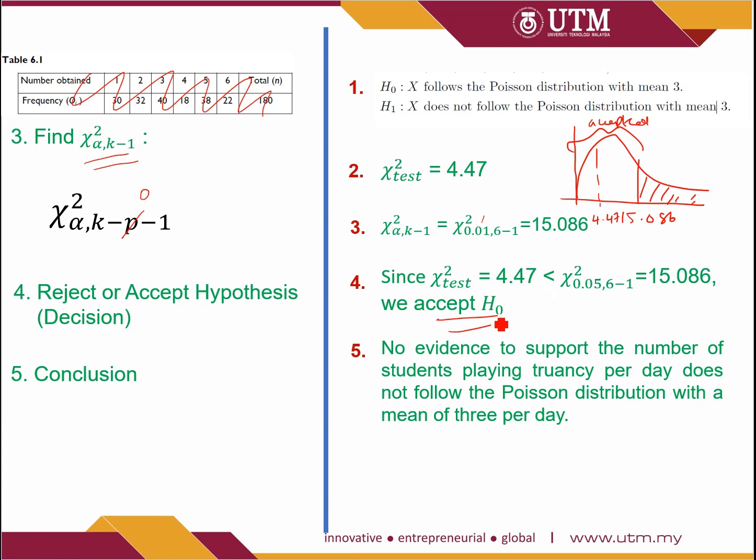Since we accept the H0, that means X follows the Poisson distribution with mean 3. Or you could also write the opposite way: no evidence to support that the number of students playing truancy per day does not follow the Poisson distribution. Okay, so that is for the Poisson distribution example.